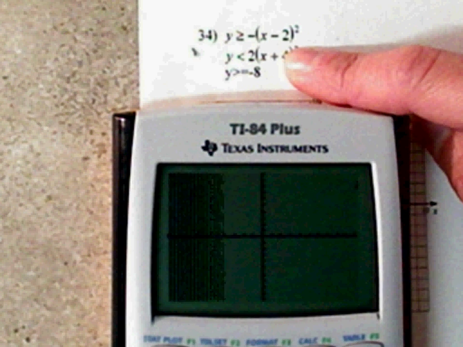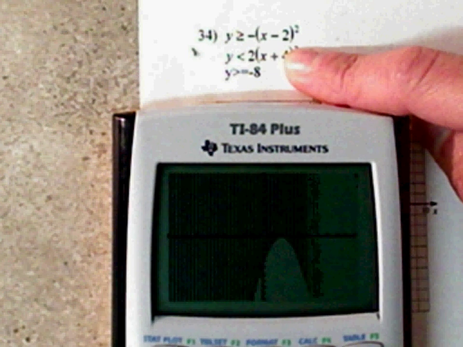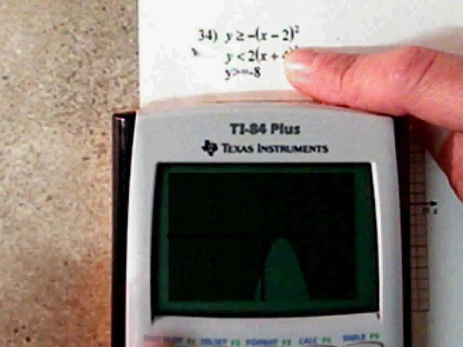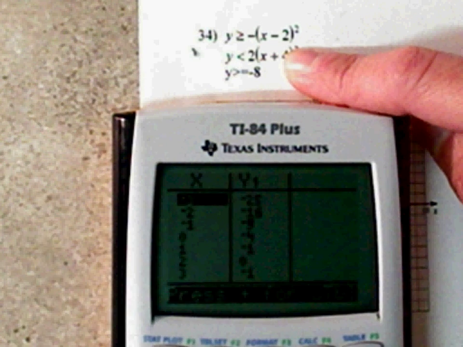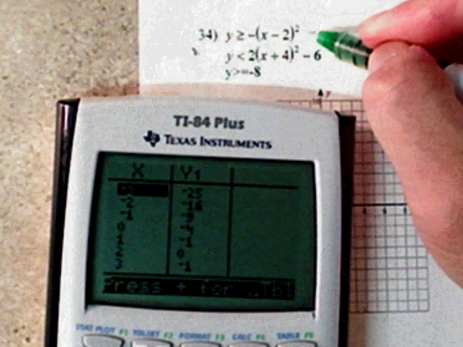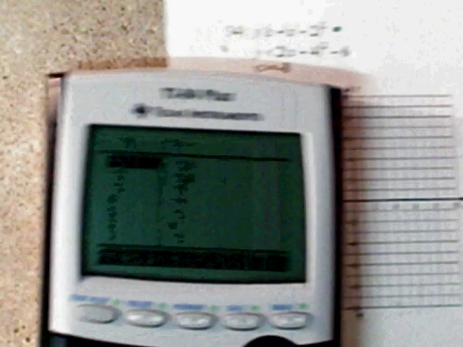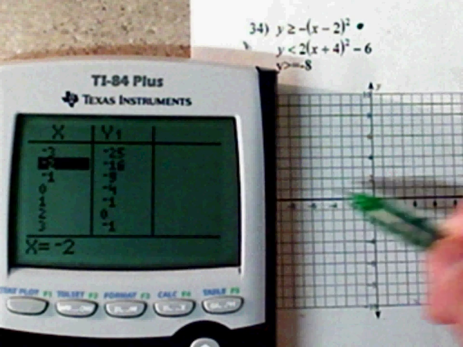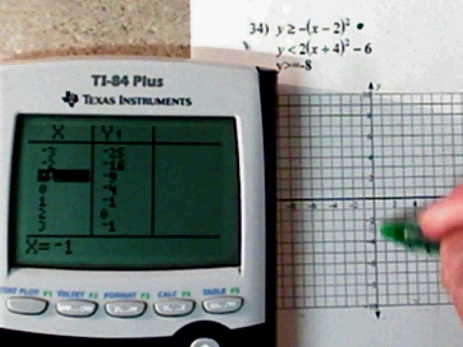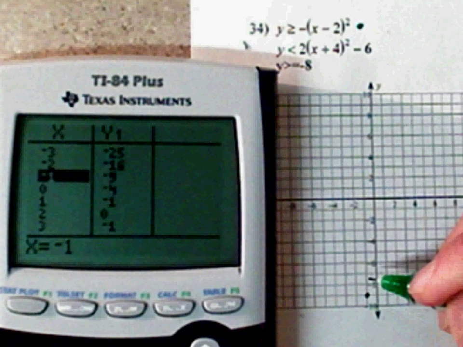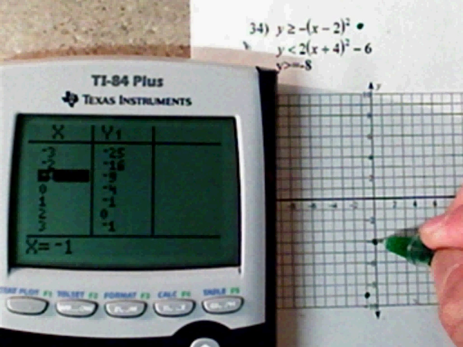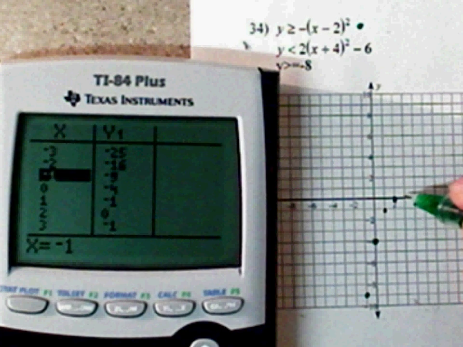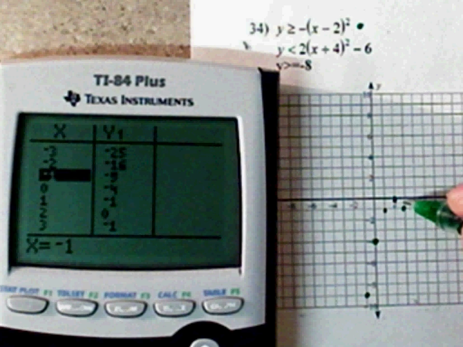Kind of give you an idea what the graph looks like, okay? Now if you want to, you could do shade later. But now I'm going to go to second table, and I'm going to plot my points. And I'm going to do this one in green. So you have -3, 25. That's too big of a number. -2, -16, too big. How about -1, -9? Okay? 0, -4, 1, -1, 2, 0, 3, -1, and you kind of see it's kind of repeating.